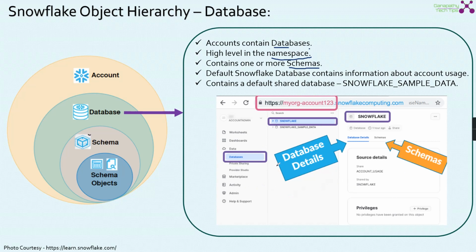This is the one which I took from the typical web UI interface of Snowflake, which is Snowsight. Here you can see databases. Inside the databases you can see the list of databases, and then within a database you can see the database details and then the schemas as well.